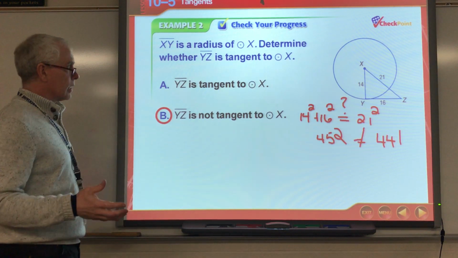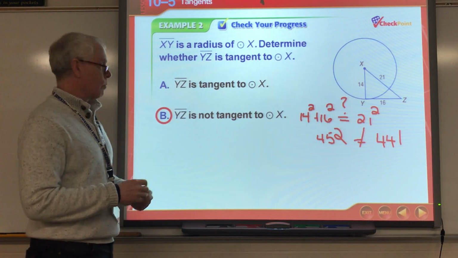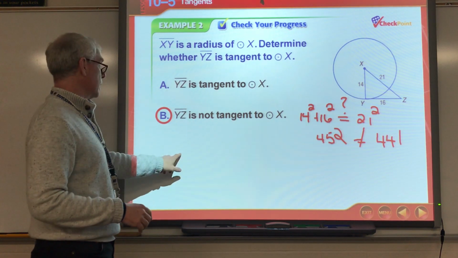Okay, even though it looks like it is, we need to do the math and test it. That would be a question that would definitely show up on the test.